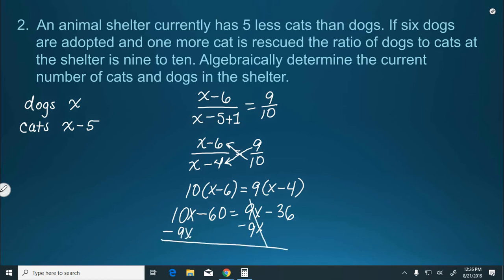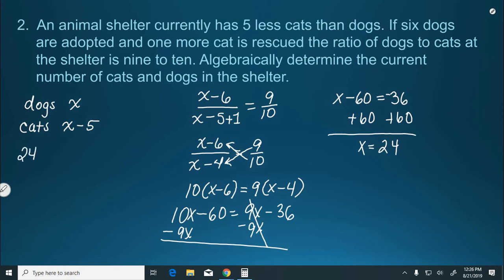10x minus 9x is 1x minus 60 equals negative 36. Don't forget the negative. If I didn't put that negative in there, that would mess up my answer. Add 60 to both sides. So x equals 60 minus 36, which is 24. So x is our number of dogs. So there are 24 dogs in the shelter, and 24 minus 5 is 19 cats currently at the shelter.